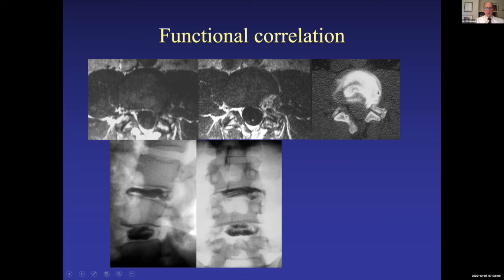And we did a discogram. So down here, we can see a normal discogram. The contrast is centralized, it's injected into the nucleus. It shouldn't go peripherally. The level above, where we see the MR and the CAT scan, that's where we did the contrast injection that elicited the patient's pain.